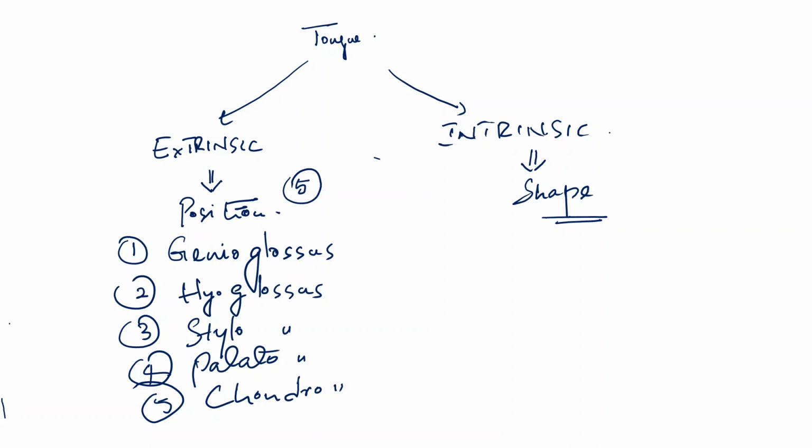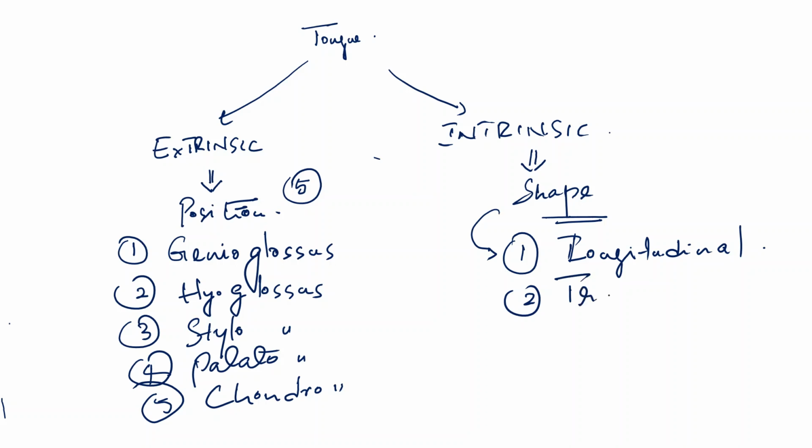The intrinsic group of muscles are named in order of their arrangement: the longitudinal group of muscles, the transversus linguae muscles, and then the verticalis muscles, which run vertically. So these are the intrinsic group of muscles.